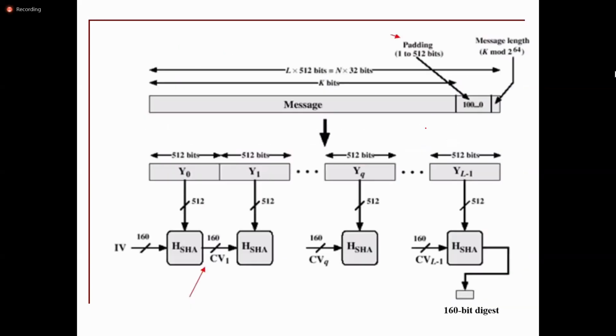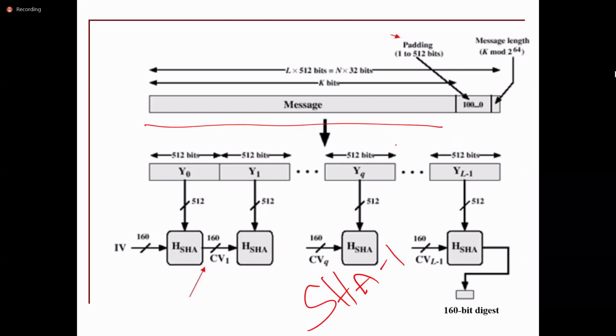If you observe the structure of SHA-1, the block diagram of the SHA-1 algorithm, the entire message is represented with a number of blocks. Y0 is 1 block, Y1 like that. The size of every block is 512 bits.